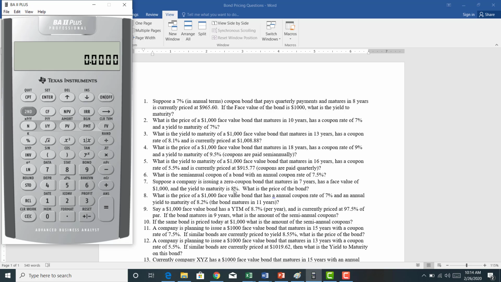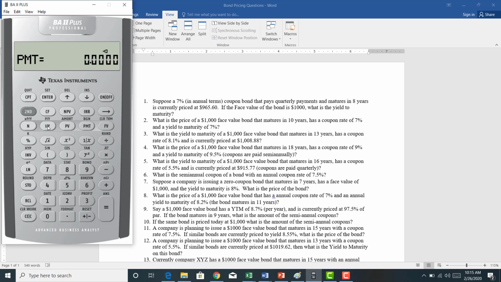The coupon rate is 0. The yield to maturity is 8%. So the market is going to discount this bond heavily. Face value is going to be negative 1,000. Put that into the future value function. The payment is going to be 0. I have a zero coupon bond, so that's 0. We're solving here for the price of the bond.